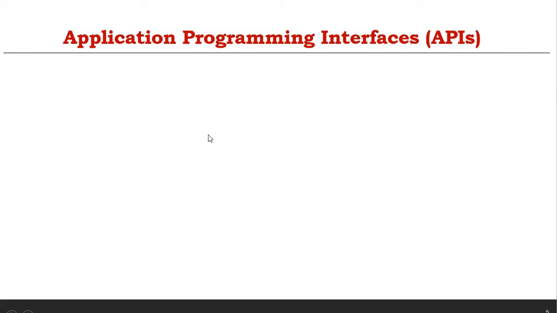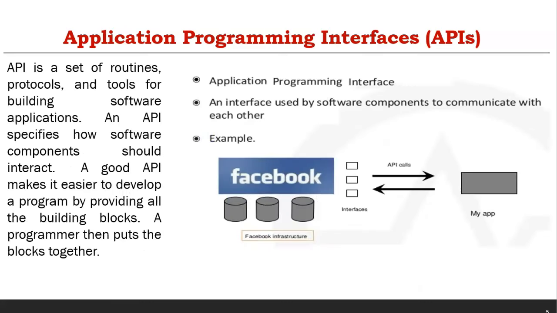Now we'll quickly discuss APIs, because REST and SOAP are both used to create APIs. So what are APIs? Let's take a Facebook example. Facebook has exposed APIs which are used by a client application, and they can interact with the APIs. API is an application programming interface. A simple definition of an API is a set of routines, protocols, and tools for building software applications. An API specifies how software components should interact with each other.